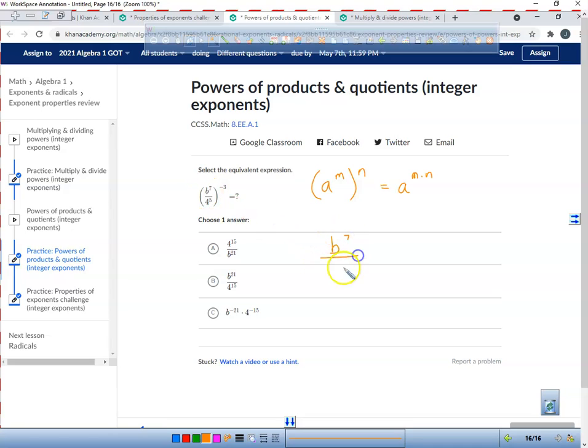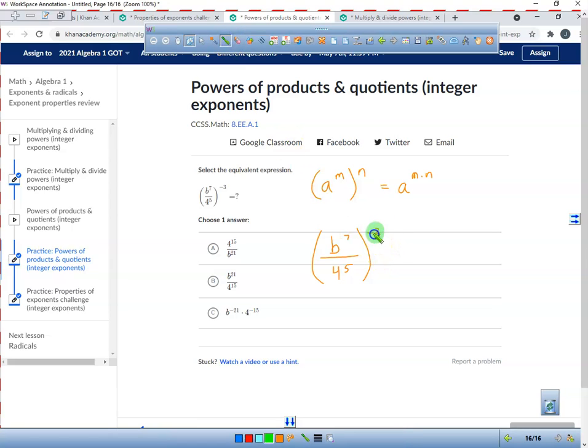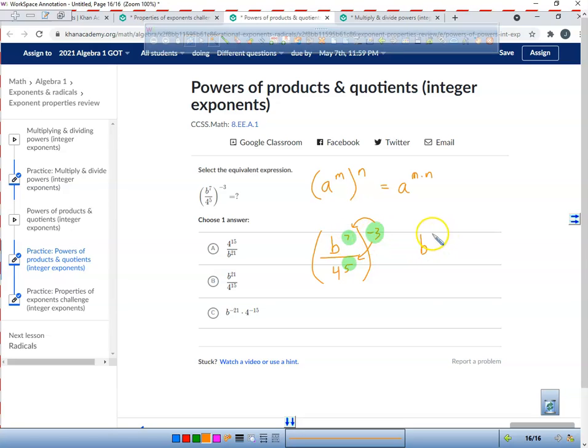B to the power of 7 over 4 to the power of 5, and that's being raised to the power of negative 3. So let's focus in on the powers here. Got a negative 3, I got a 7, I got a 5. All I got to do is just multiply them together. So what is 7 times negative 3? Well, that's easy. That's just negative 21. And what's negative 3 times 5? Negative 15.